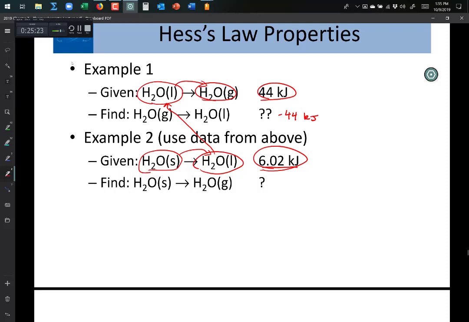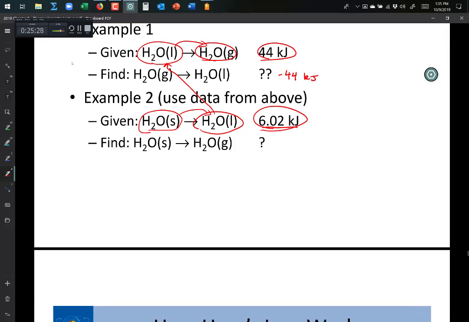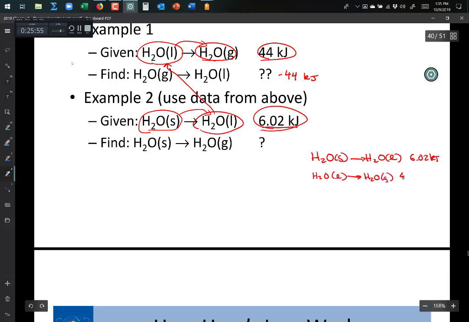Okay, so let me show you how to do it on paper. So I have H2O solid, and you have to keep track of states when you do this. H2O solid goes to H2O liquid, sorry. That's 6.02 kilojoules. And then I have H2O liquid goes to H2O gas, that's 44 kilojoules.